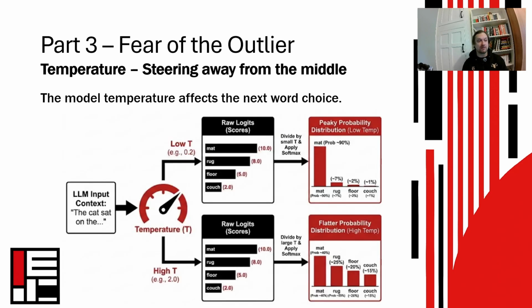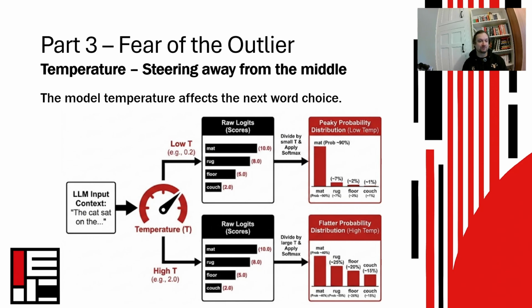So what can we do about this? There is another language model concept called temperature. The model temperature affects the next word choice. If you have a low temperature, highly deterministic, you end up with the same word most frequently. For example, the cat sat on the blank. What's the next word in this sequence? Mat, rug, floor, and couch are 10, 8, 5, and 2. Mat is the most frequent, but rug is quite close behind it.